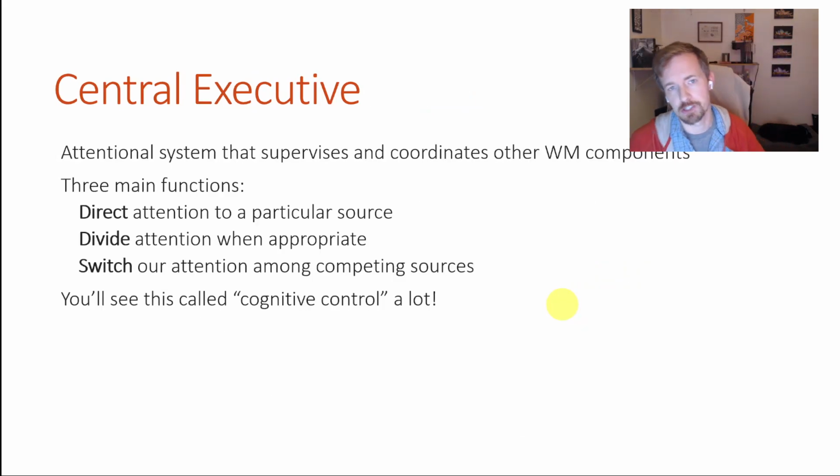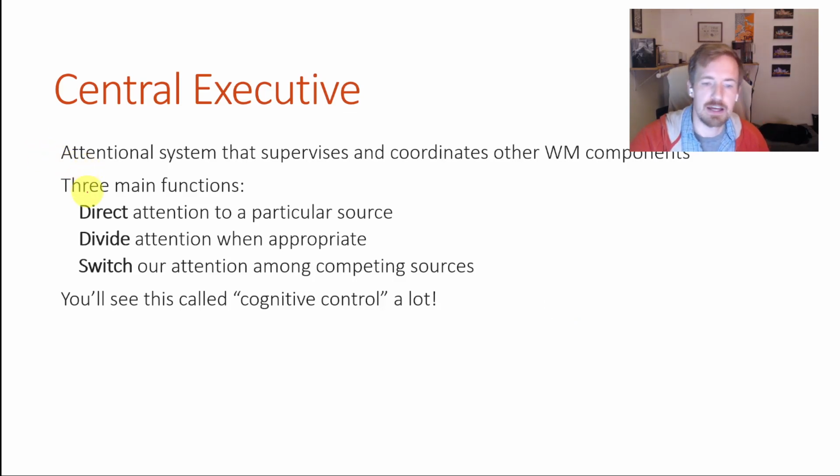Now we have the third and final piece of Baddeley's model of working memory, which is the central executive. The central executive is an attentional system, and that is going to supervise and coordinate how the other 2 structures are working, or I should say modules, not structures. So if we're focusing more on the visual information or more on the auditory information.